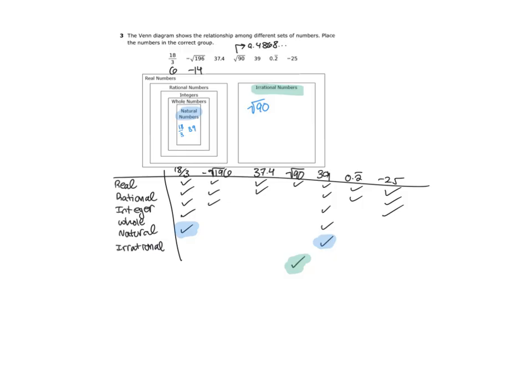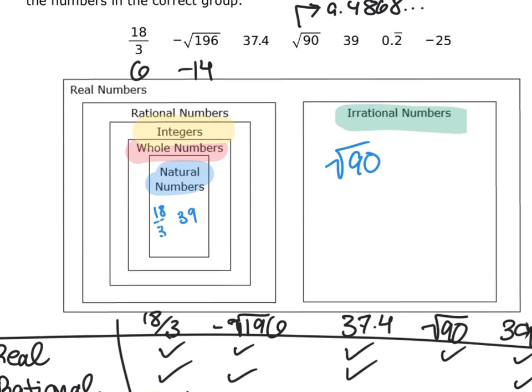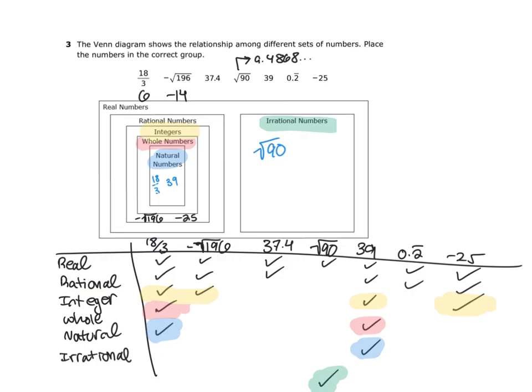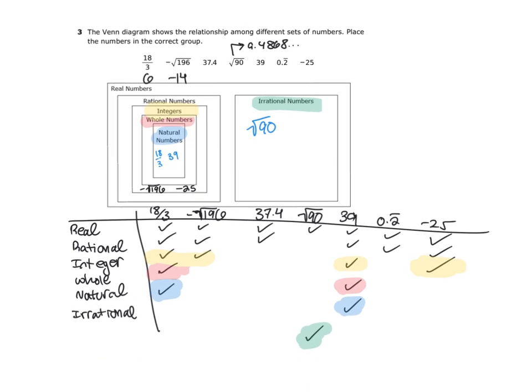All right, next up is our integers. Okay, so 39 and 18 over 3 are both integers. And we're going to add 2 more integers here too. We're going to have negative square root of 196 and negative 25.